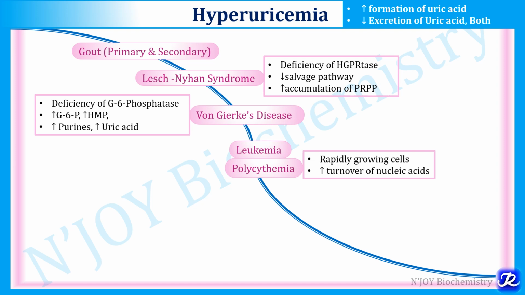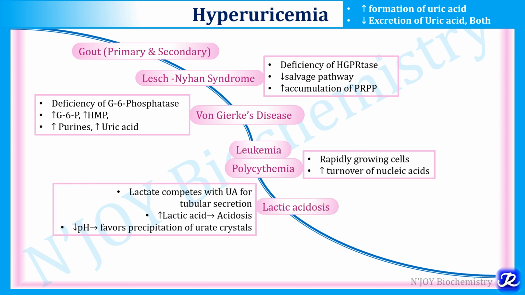Conditions like leukemia and polycythemia are also associated with hyperuricemia, because of rapidly growing cells, there is increased turnover of nucleic acid. Hyperuricemia is also associated with lactic acidosis. Because of this lactic acidosis, the lactate competes with the uric acid for tubular secretion, and whenever there is increased lactic acid, that acidosis will lead to decreased pH, and decreased pH favors the precipitation of urate crystals. So that's how lactic acidosis is associated with hyperuricemia.